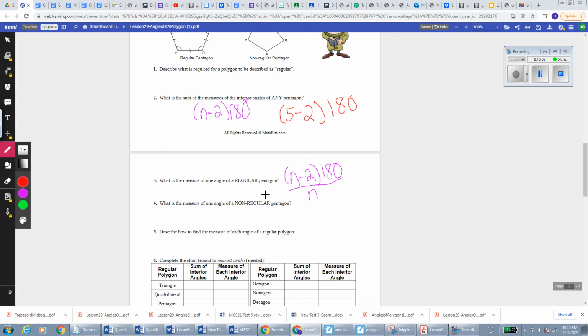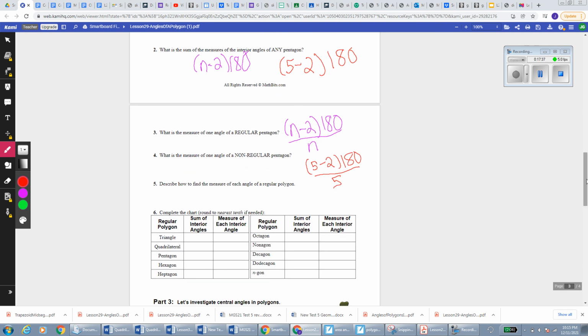For number 3, plug in 5 for n again, the number of sides a pentagon has, and plug in 5 for n at the bottom. So that would be 5 minus 2 times 180 over 5. And what you get from that would be the measurement of one angle of that pentagon. What is the measure of one angle of a non-regular pentagon? Well, the angles are not all equal, so I wouldn't really be able to figure that out unless I have some more information about the angles in that pentagon.